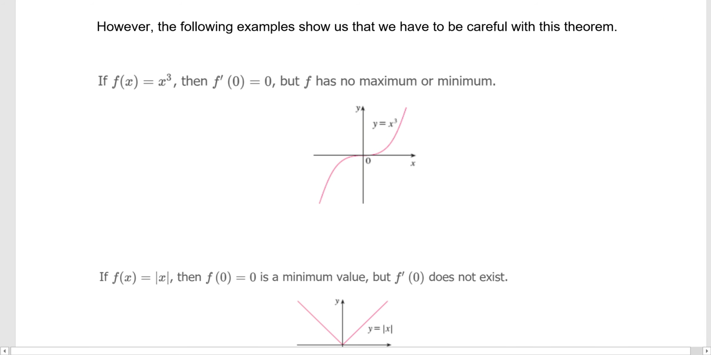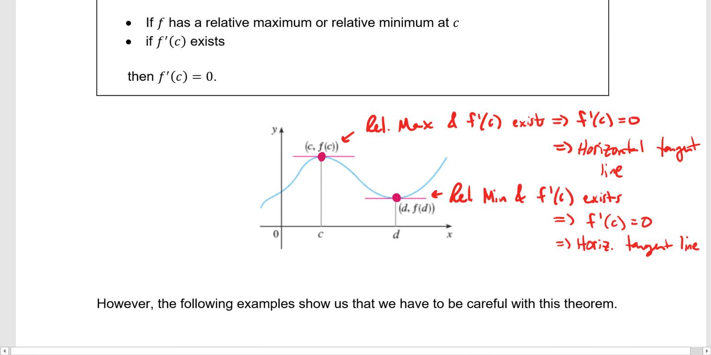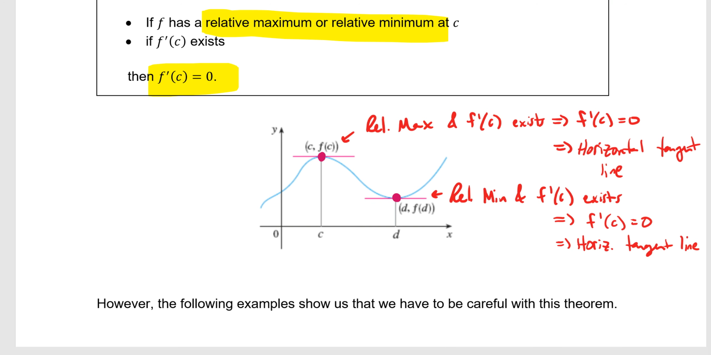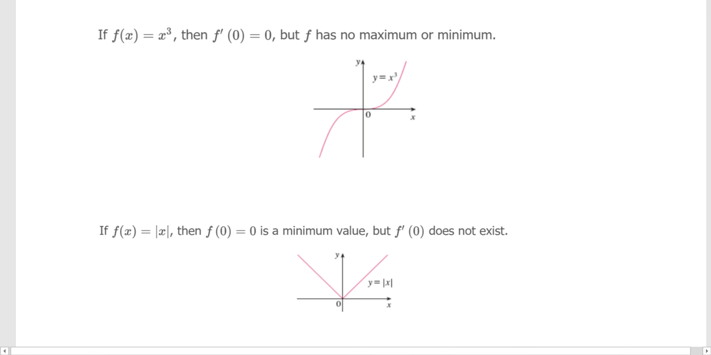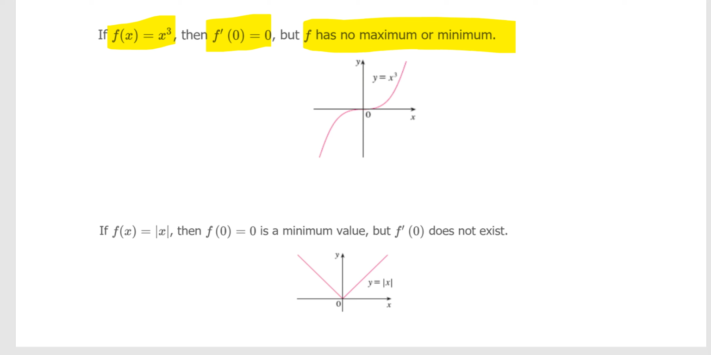So we have to be a little careful with this theorem because going the other direction, saying f prime of c equals 0, does not always mean that there will be a relative maximum or a relative minimum at that value. So for example, if we have the function f of x equals x cubed, and we figure out that f prime of 0 equals 0, that does not guarantee that there is a relative maximum or a relative minimum at that point.